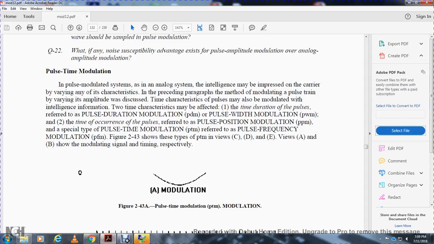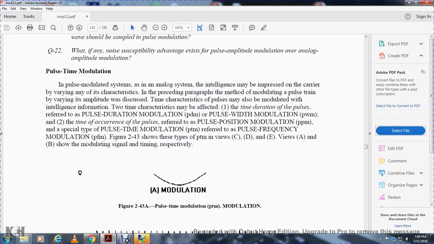Pulse time modulation. A pulse modulated system is an analog system. The intelligence may be imparted to the carrier by varying any other character of the pulse train. In amplitude modulation, the amplitude of the pulse train is varied, but the time character of the pulse may also be modulated with the intelligent information. The time character may be affected by the time duration of the pulse, referred to as pulse duration modulation, or pulse width modulation.